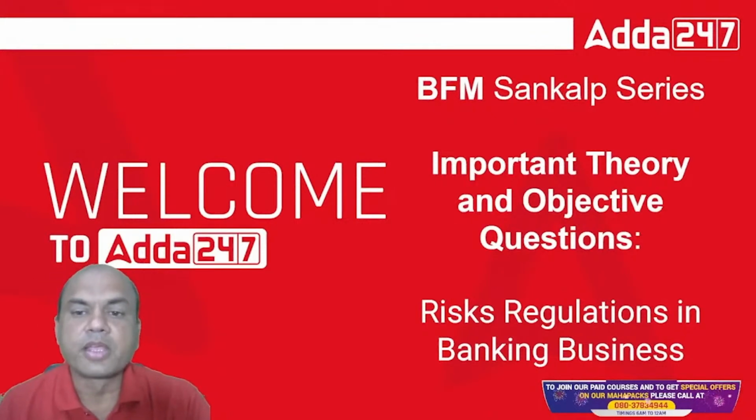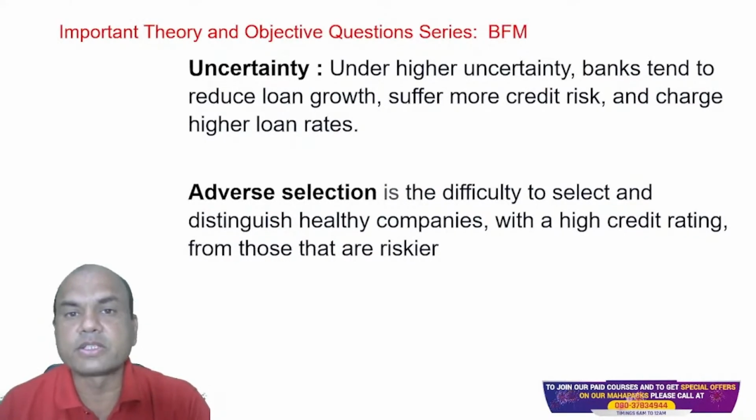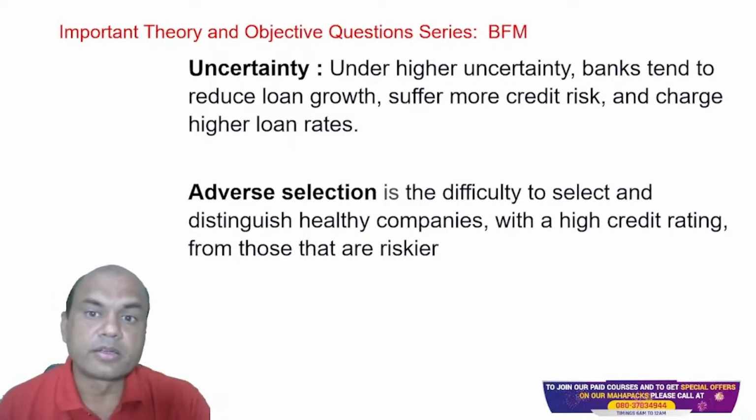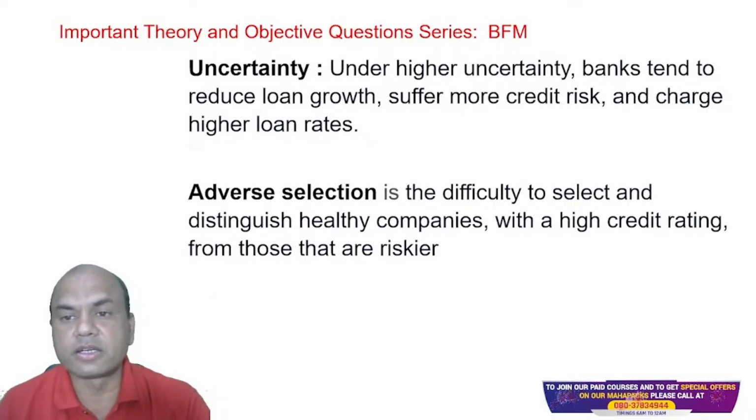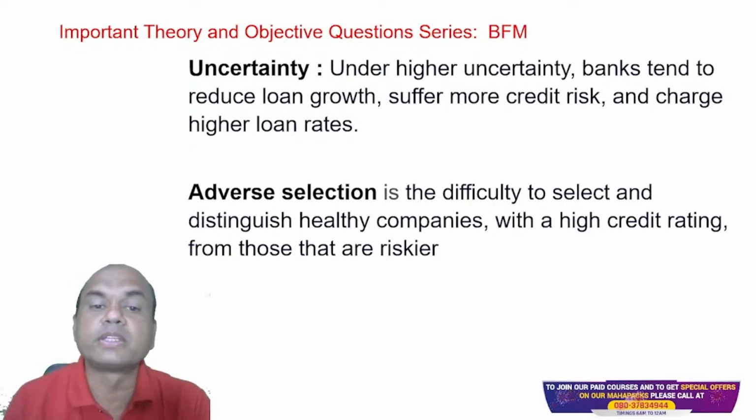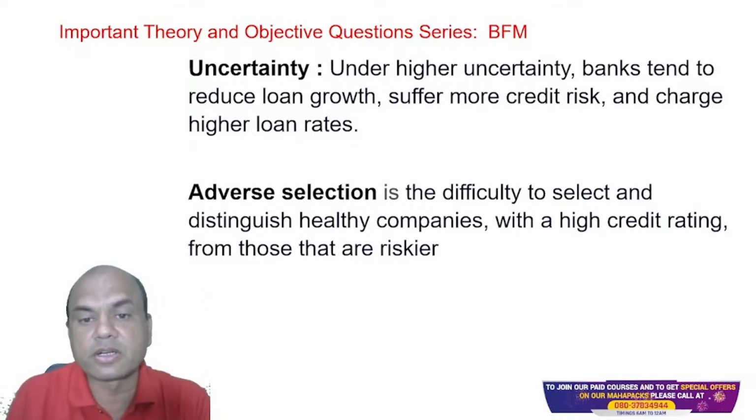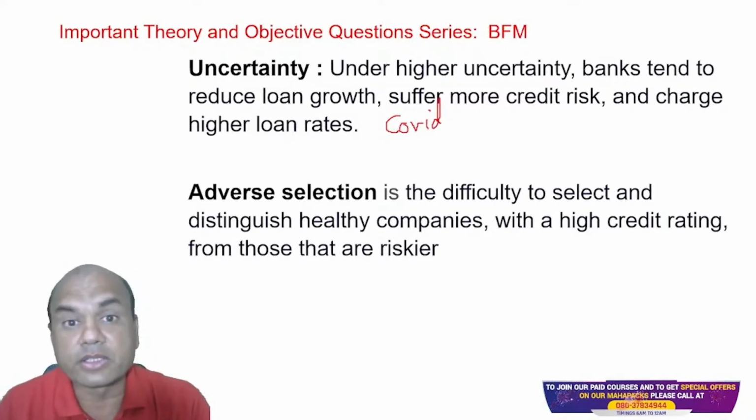Those who are in the paid class, kindly note, these are the important definitions which you should follow from module B. Uncertainty. What is uncertainty? Under high uncertainty, banks tend to reduce loan growth, suffer more credit risk, and charge higher loan interest. What do you mean by this? Uncertainty means, like in the COVID situation, there was a huge uncertainty, because banks were very afraid whether the loans given will be repaid back or not. So that was the uncertain situation.